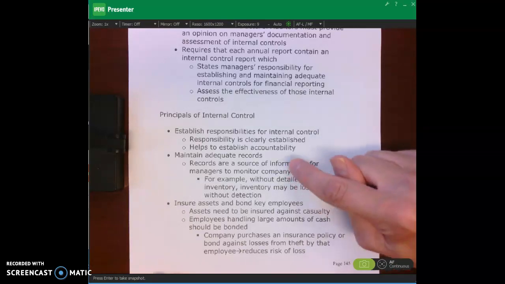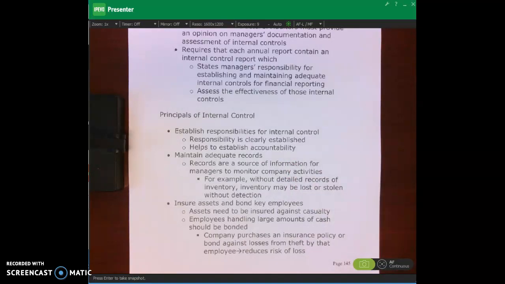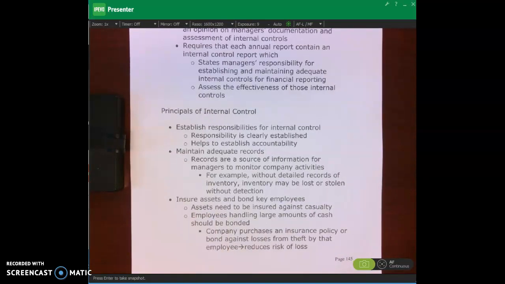Okay. We also have to maintain adequate records. So when I go to a conference, one of the things I have to do is save all my receipts and then submit an expense report. And that expense report is kept. That documentation is kept. Okay. We also want to insure assets and bond key employees, and this is what I was talking about with the vestry. That's why we want another vestry member of the church counting the money, because they're bonded. Okay? That's what we're saying right over here.